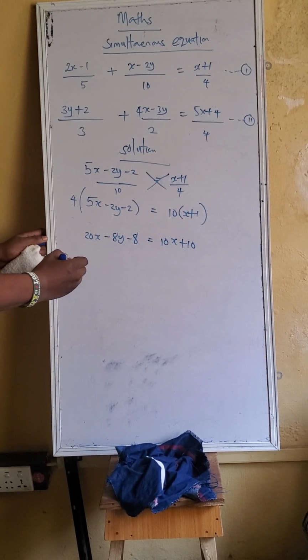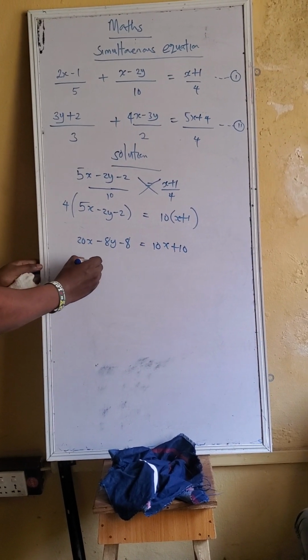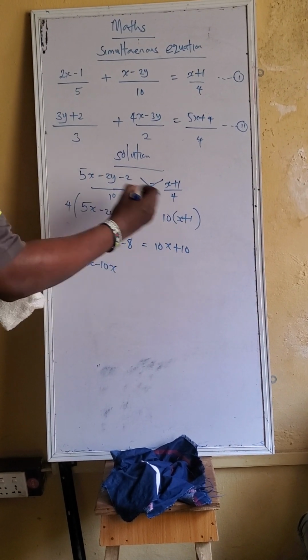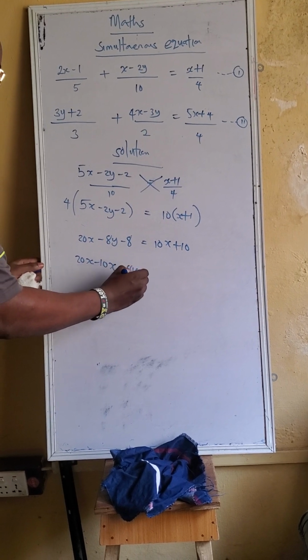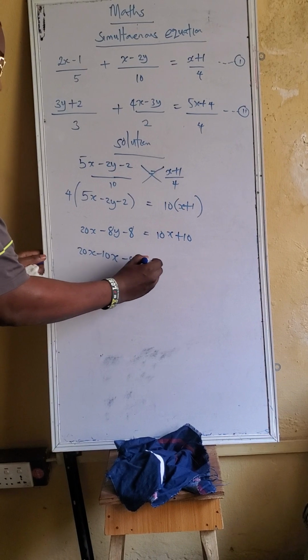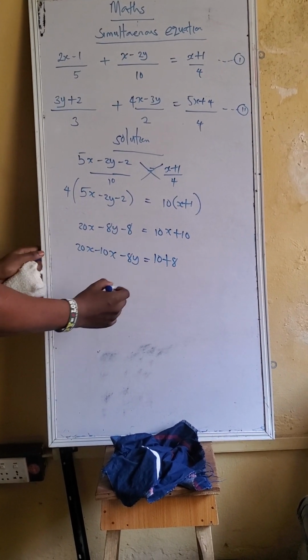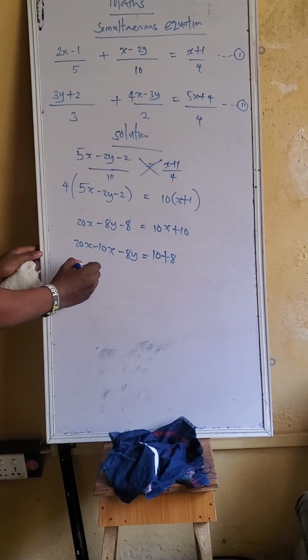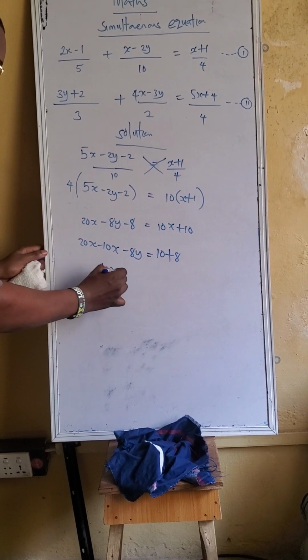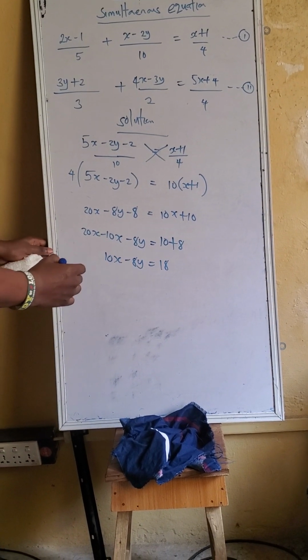Now you go with your like terms. This becomes 20x minus 10x, minus 8y. This 8 goes to the other side. You know it has minus in front of it. When it goes to the other side, it becomes 10 plus 8. Then we have 10x minus 8y equals 18. We have this.